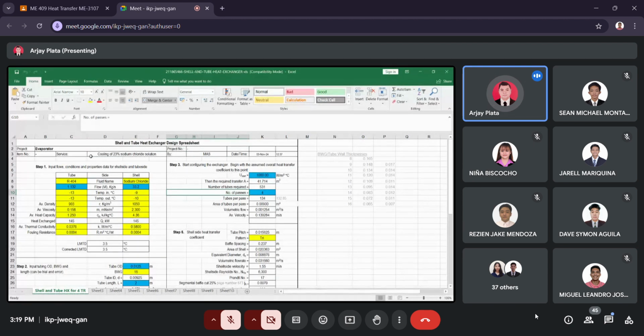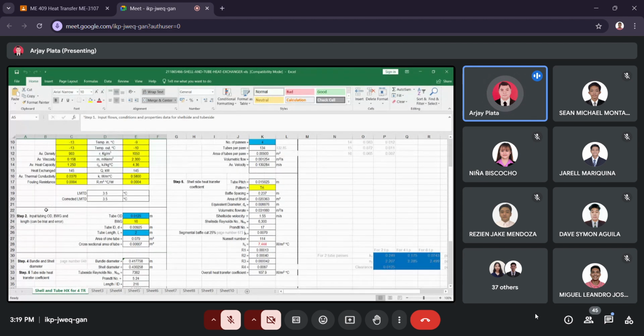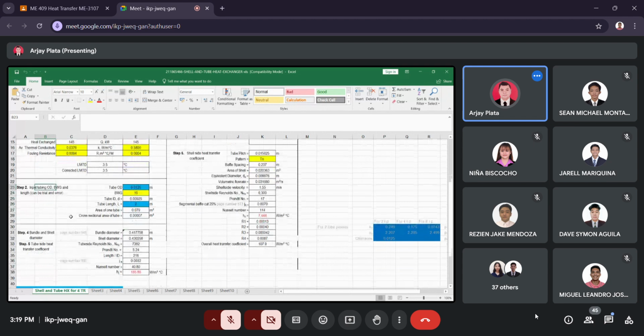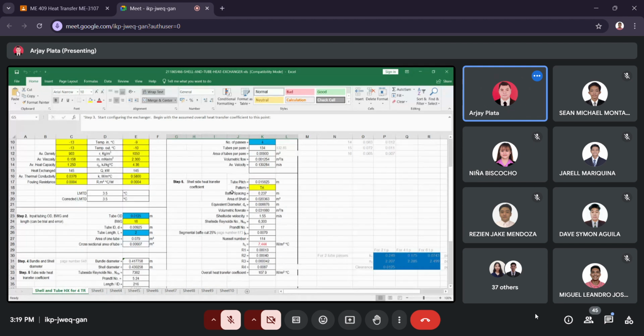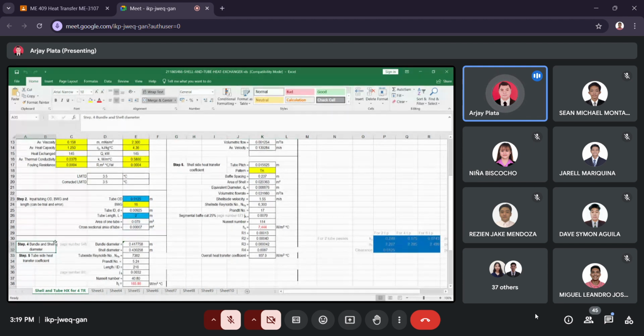There are 6 steps. The first step is to input flows, conditions, and properties data for shell side and tube side. Step 2 is to input tubing OD and length, which can be trial and error. Step 3, start configuring the heat exchanger, beginning with the assumed overall heat transfer coefficient. Step 4 is bundle and shell diameter. It's a trial, it can be calculated, and I provide the formula here.